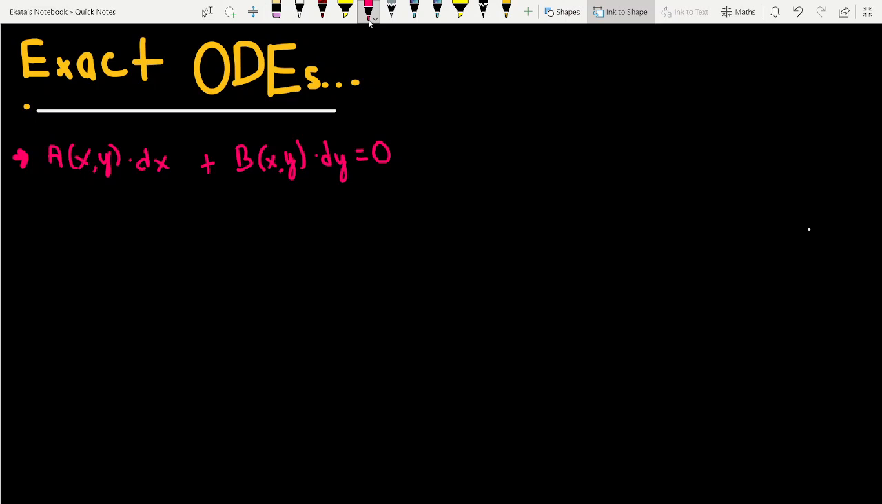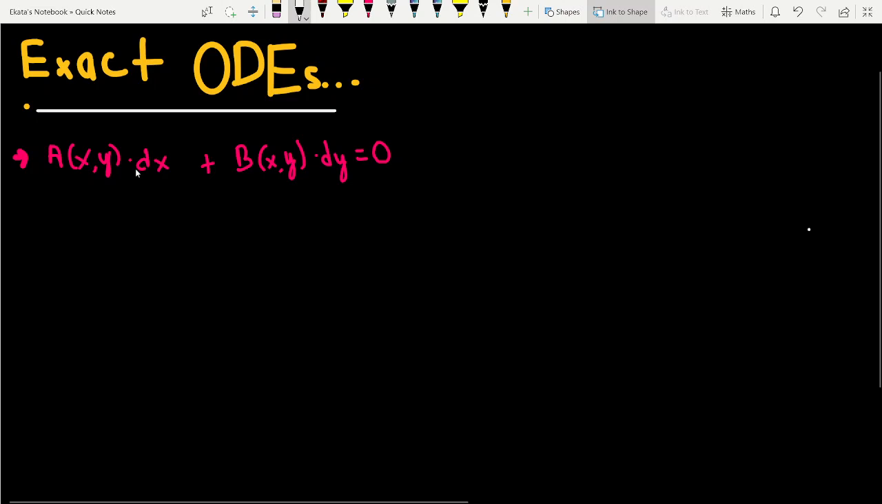As in the first video, we discussed separable solutions. So in this video, we are going to discuss exact ordinary differential equations. Let's start with what exactly this is. Suppose that the differential equation is of this type. If a differential equation is of this type, how can we solve it?